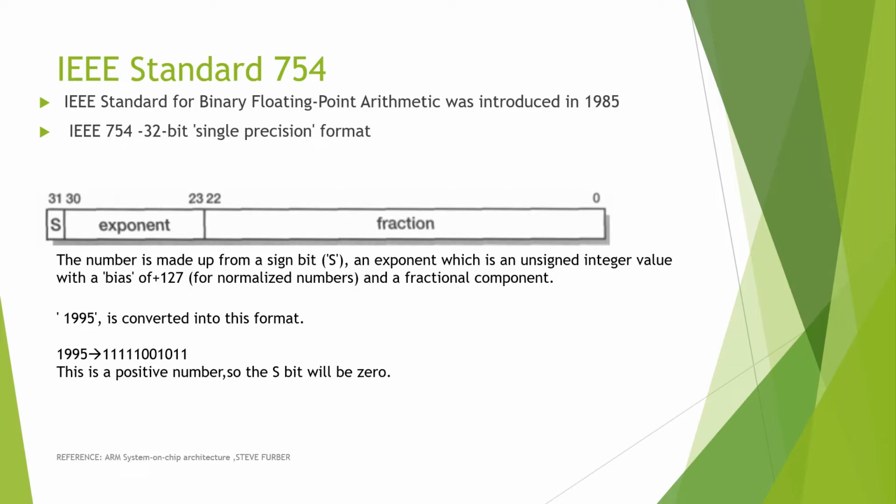The first one represented here is the sign bit. The sign bit can be 1 or 0. Next is the exponent, with a bias of 127 for the single precision format. And then you have the fractional part. Here I have given an example, 1995. Let us try to represent it in this format.